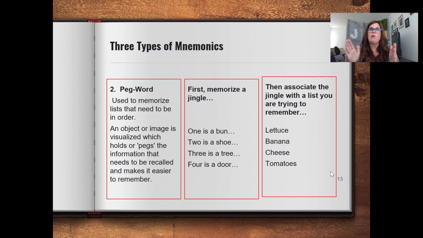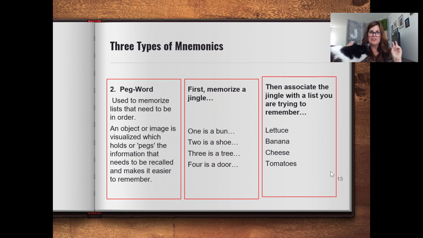So 1 is a bun. I want you to picture lettuce on the bun. Lettuce on the bun. And the next thing, number 2 on your list, is the banana. 2 is a shoe. So for me, I'm going to remember a banana stuck in my shoe. So 1 is a bun. I have a bun with lettuce on it.